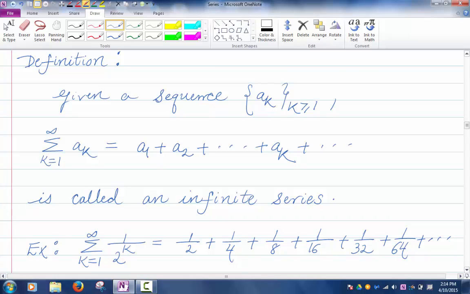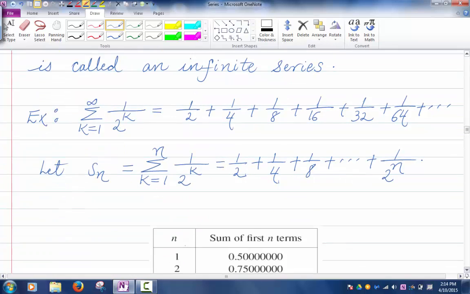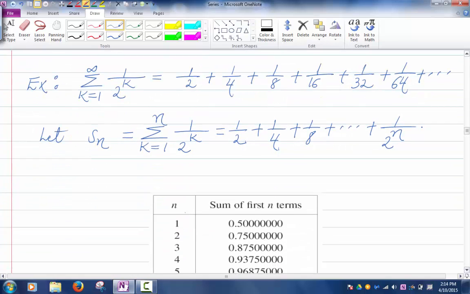When infinity is involved, things happen that are not as intuitive as in the finite case, okay? We'll see some examples in a bit. Let's look at the example of the summation k going from 1 to infinity of 1 over 2 to the k. And what is that series?